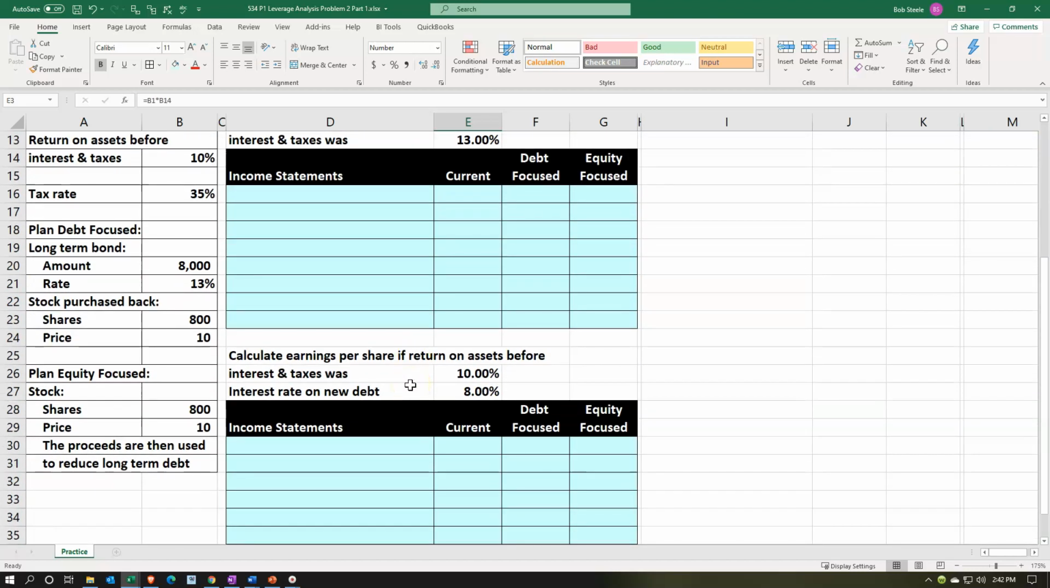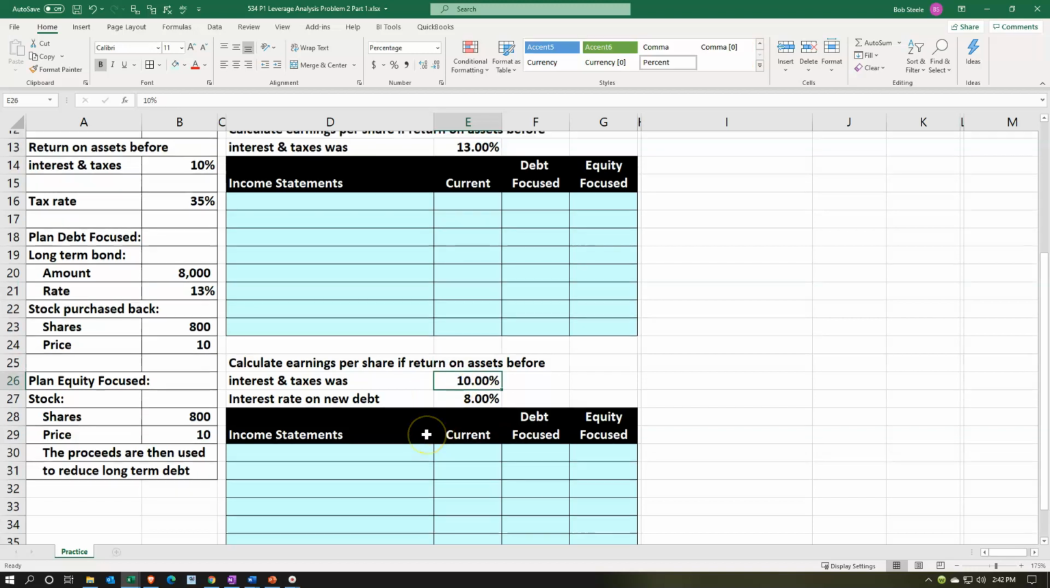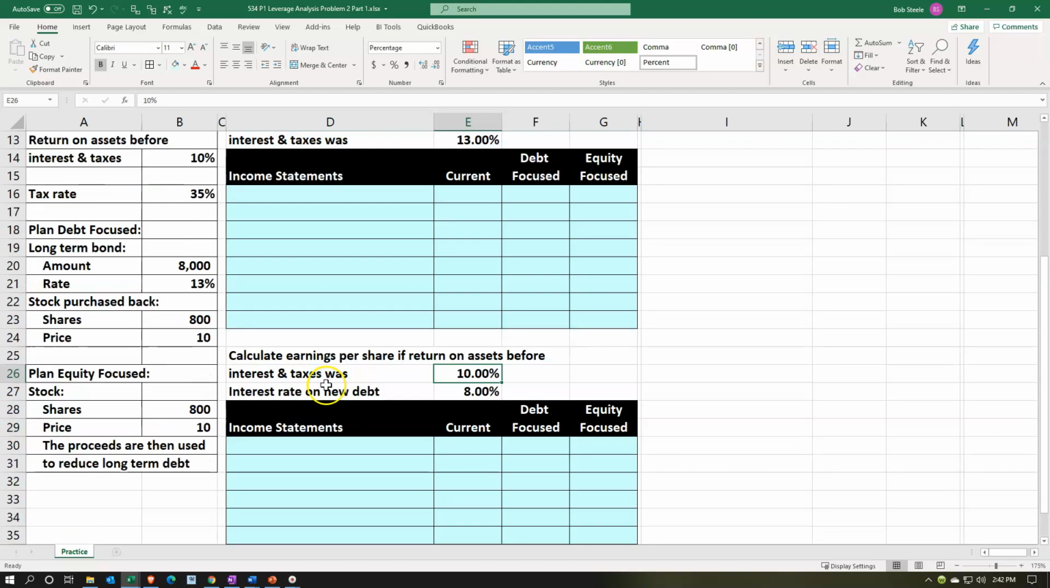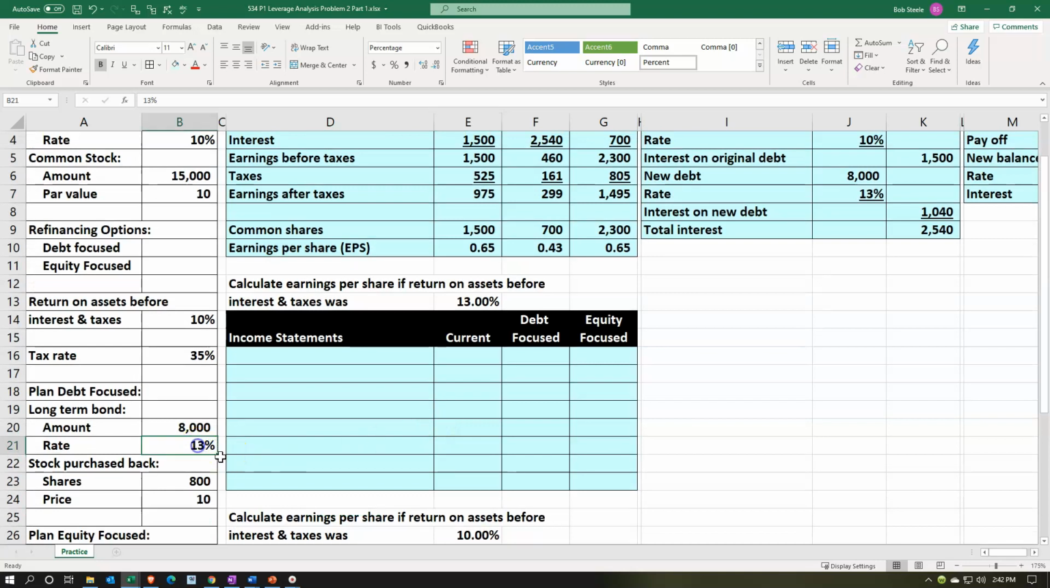And then we'll take a scenario where we have back to our 10% that we started with, but now we're going to say the interest rate on the new debt is only 8% as opposed to what we had in the original problem, which was a pretty high 13%. So we'll take a look at those two scenarios and consider what will happen on the earnings per share from them.